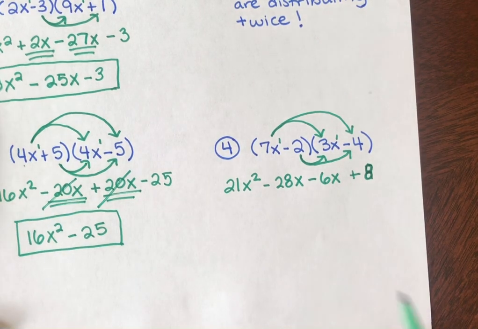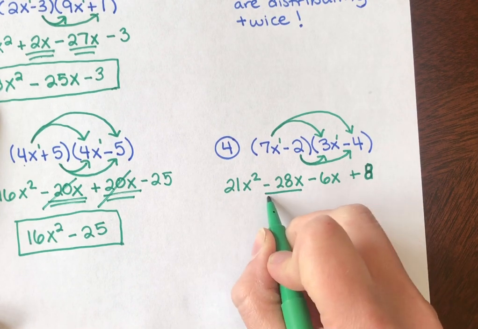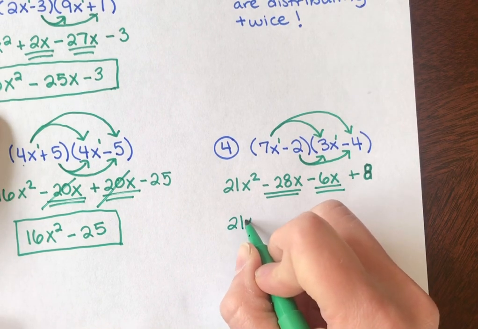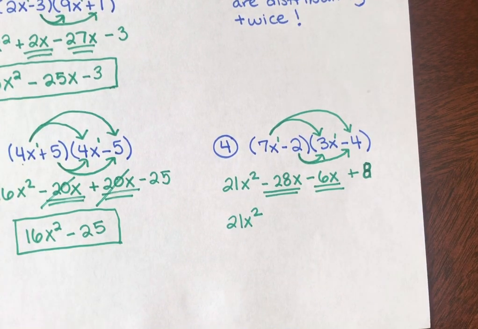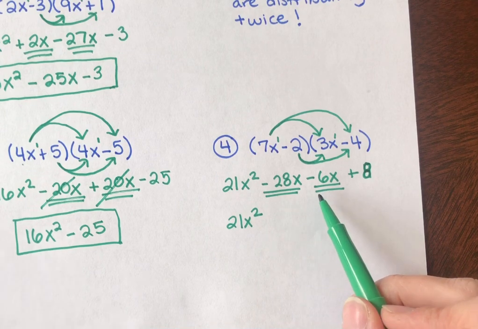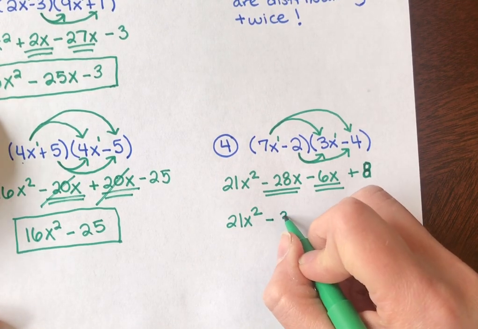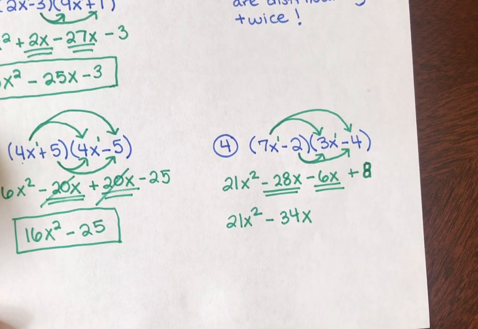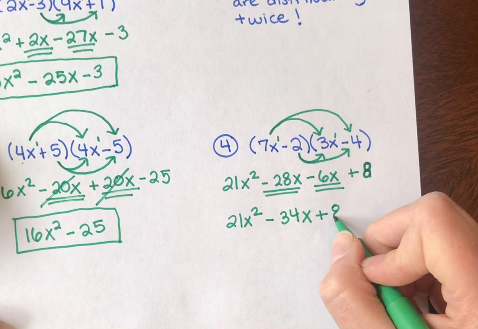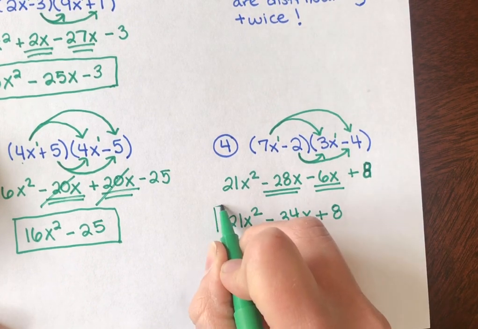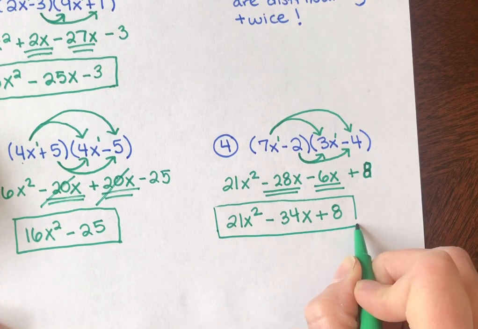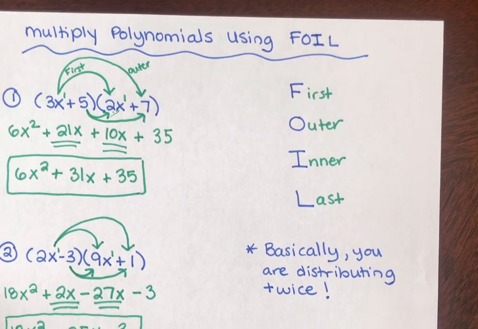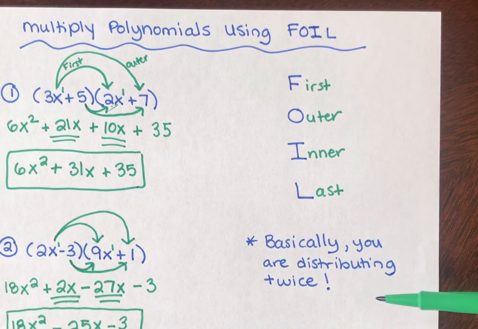Okay. All right, so I have a 21x to the second. I have a negative 28x and a negative 6x. I'm going to bring down my 21x to the second. All right, a negative 28 minus 6, just be careful there, that becomes a negative 34x. Negative 28 plus negative 6 is negative 34. And I'm going to bring down that positive 8. All right, so this was your tutorial on multiplying polynomials by FOIL, which again, what we said is you're really distributing twice.